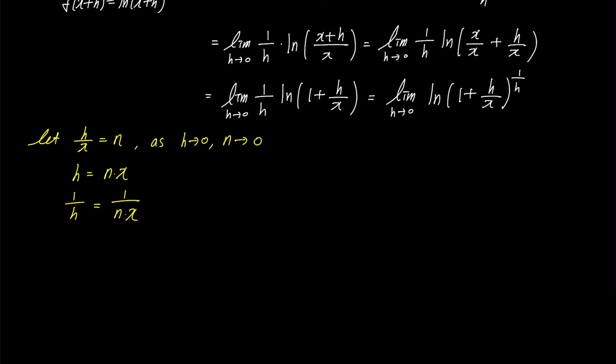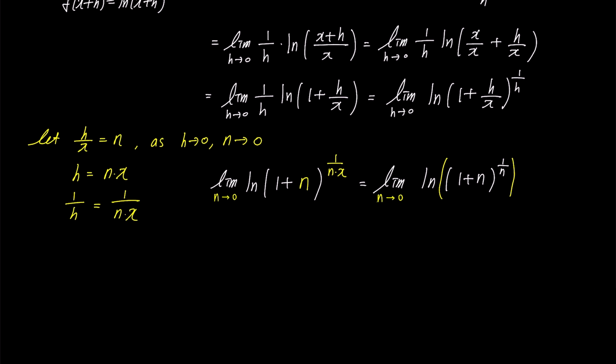By substituting all occurrences of h with n in the above limit, we can express it in terms of n approaching 0. The expression h over x inside the natural logarithm becomes n, and the exponent 1 over h becomes 1 over nx. Rewriting the exponent 1 over nx as 1 over n times 1 over x, the limit becomes the limit as n approaches 0 of ln of (1 plus n) to the power of 1 over n, to the power of 1 over x.